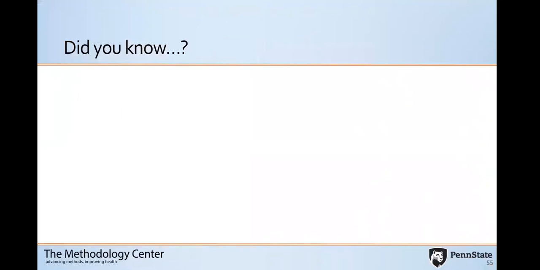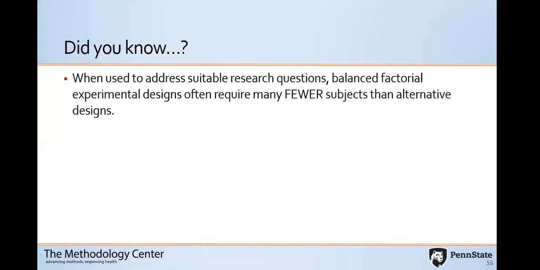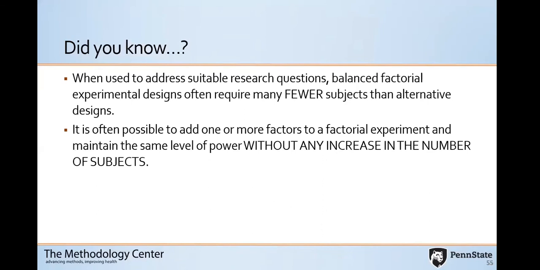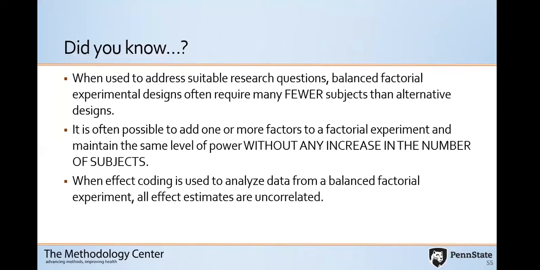So a few interesting facts about factorial experiments. When used to address suitable research questions, balanced factorial experimental designs often require many fewer subjects than alternative designs. And as I showed you in that table a few minutes ago, certainly requires many fewer subjects than conducting an individual experiment on each component you want to test. It's often possible to add one or more factors to a factorial experiment and maintain the same level of power without any increase in the number of subjects. And we can talk about that some more if you're interested. And when effect coding, that is minus 1, 1 coding, is used to analyze data from a balanced factorial experiment, all effect estimates are uncorrelated.